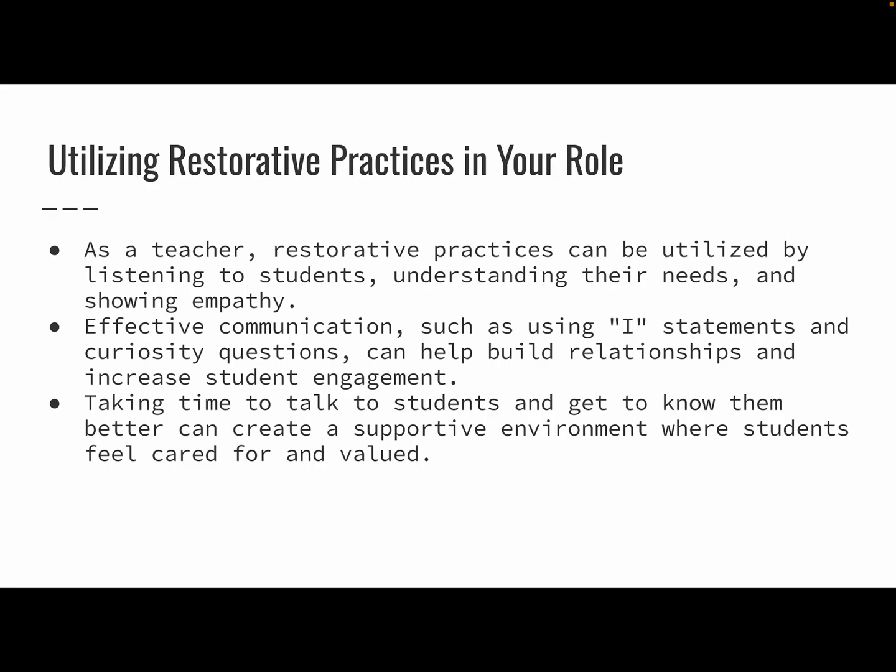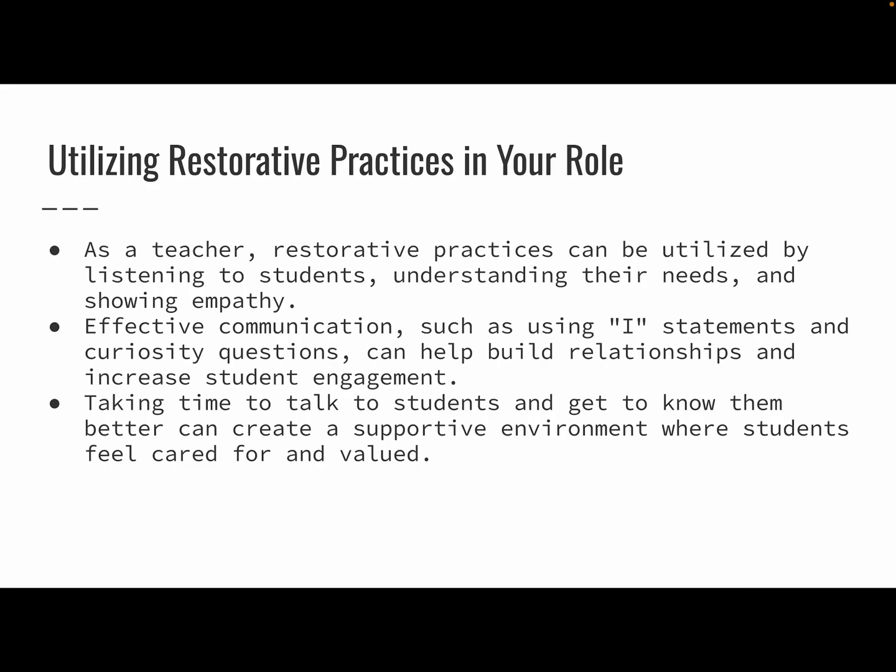I also would increase my use of effective communication. I would make use of I statements, for example, "I understand you're having a hard time doing your work today. What would you need me to do to help you out?" I would also ask curiosity questions. These are simple questions that you ask your student to get to know them.